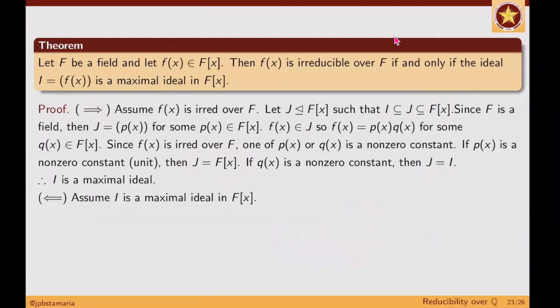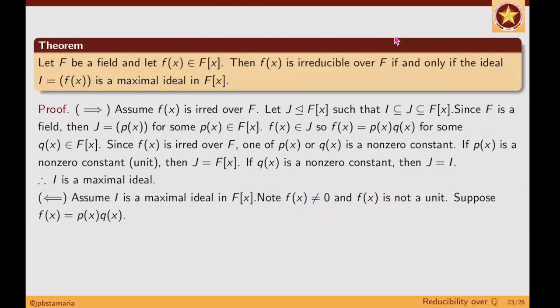On the other hand, if we now assume that this I is a maximal ideal in F square bracket X, how do we now show that the generator f of x is irreducible? First of all, kung si f of x ay generator ng isang ideal na maximal, it cannot be zero. At hindi siya pwedeng maging unit. Otherwise, kung unit ito, yung I mo magiging equal lang sa F square bracket X. You don't want that.